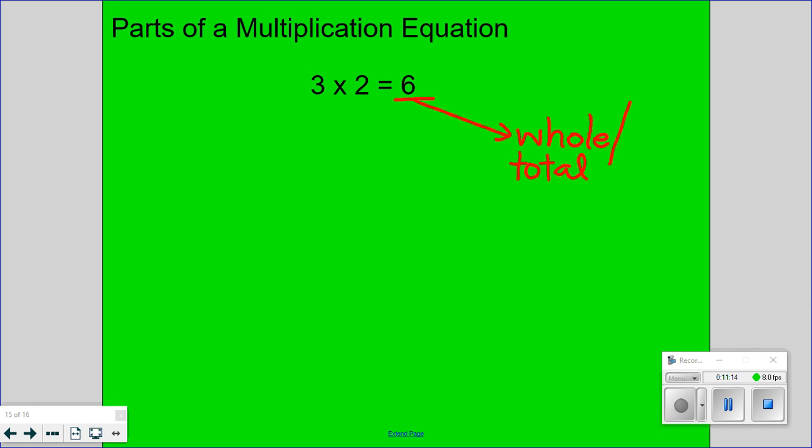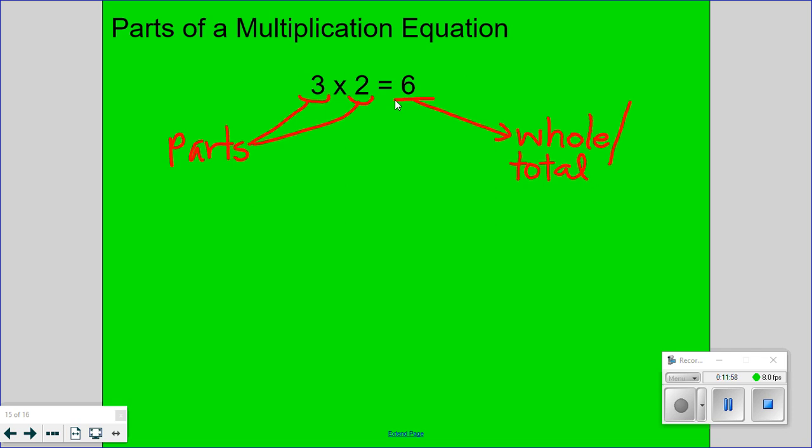What are the parts? 3 and 2 are my parts. That's not new. We saw that just a second ago in our bar model. Right? So far, so good. So now I'm going to tell you what some of these words are in the math world, what the correct name for some of these are.